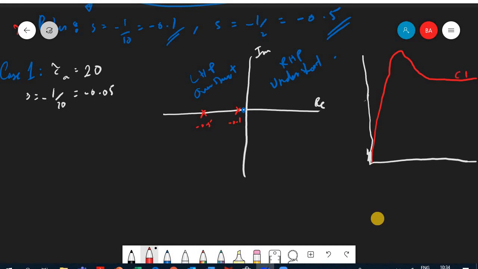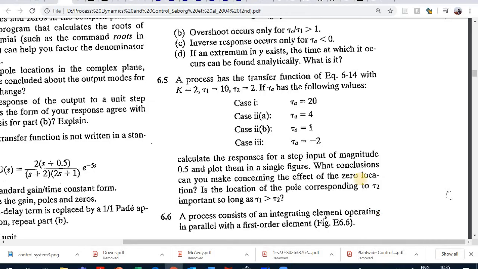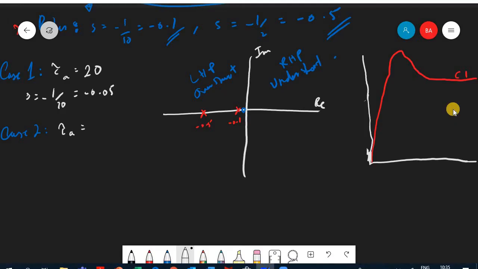Okay, case 1. So let's go to the second one. In case 2, tau A is equal to 4. So if tau A is equal to 4, my S is going to be minus 1 over 4, minus 0.25. Now I'm going for another case in which my zero is sitting here, which is case 2.